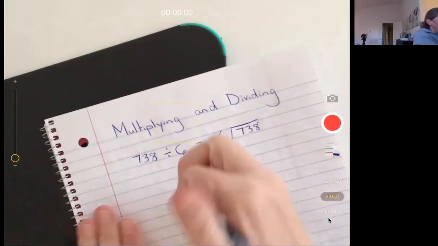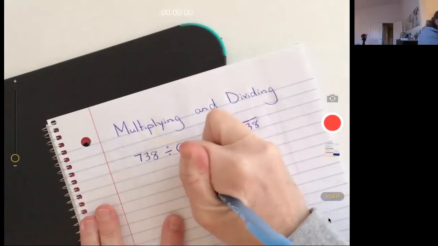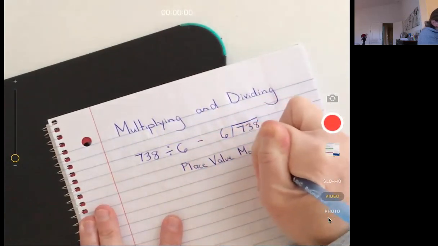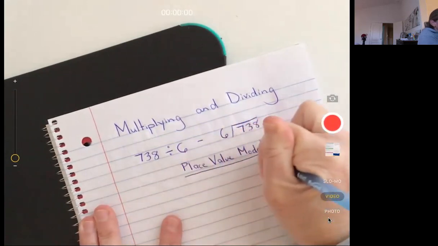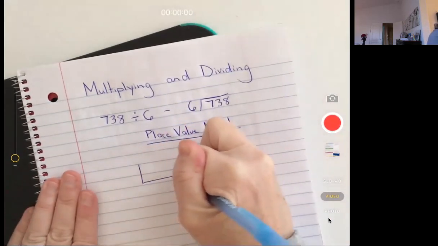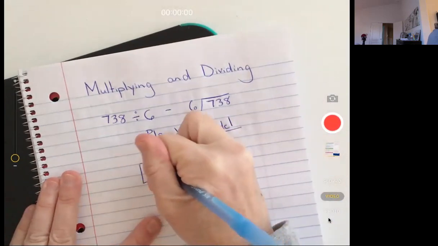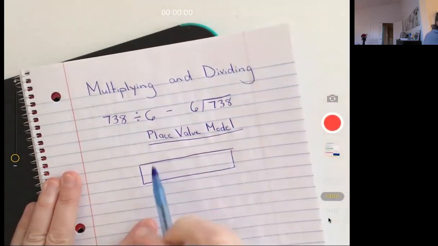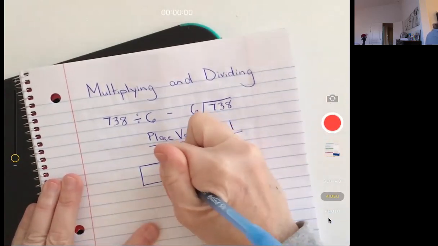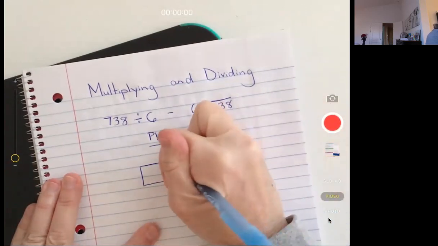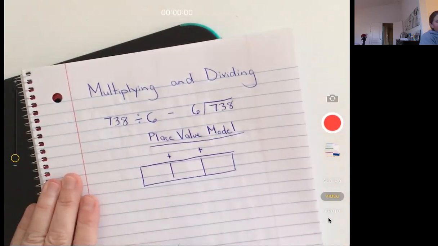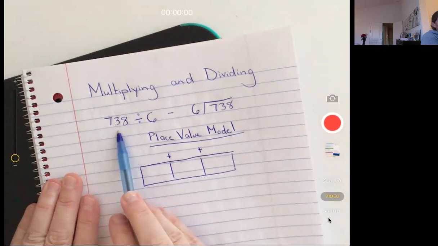I'm going to go ahead and draw my place value model. So I'm going to label this place value model, okay? And we know that that place value model is our rectangle. And because my number has 3 digits, I'm in the hundreds, I'm going to divide my model into 3 sections so that I can accommodate the hundreds, tens, and ones place, just like my total here, okay?